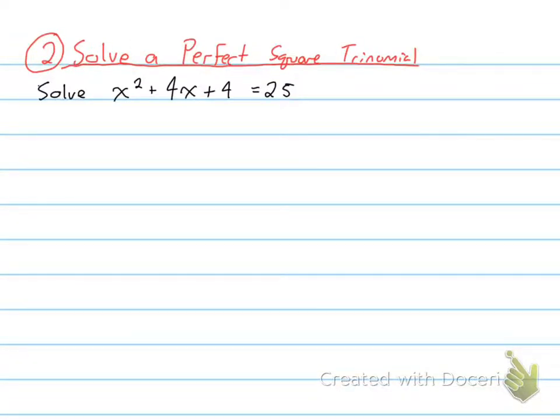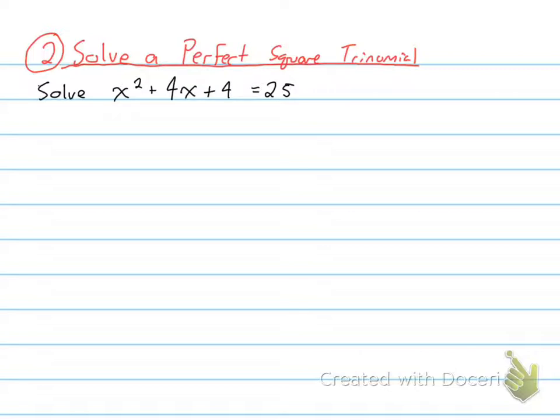So now I want to work with a perfect square trinomial equation. I want to solve x squared plus 4x plus 4 equals 25. What's tricky about this equation to start is that I want to solve for x, I want to get x by itself, but I see that x in two different terms. And I can't combine them because one of them is x squared and one of them is just x. So I need to figure out a way to rewrite this equation so that I only see that x one time and I can solve for it.